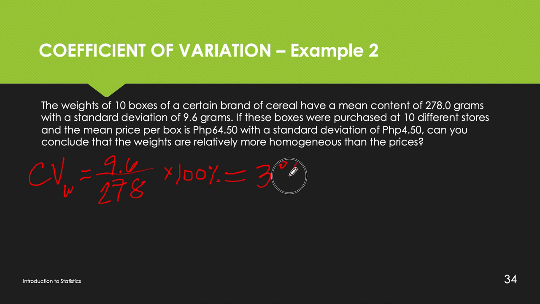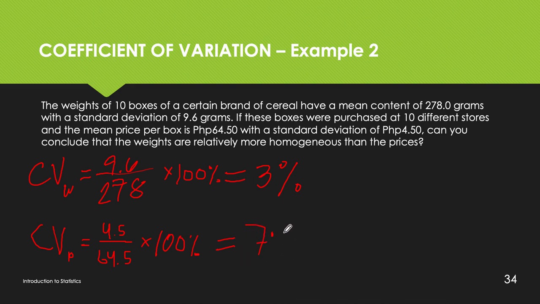All right. So how about for the prices? Let's write the CV for the prices here. Let's call it CVP. So the SD of the prices is 4.5. Let's just write it as 4.5 over here. And the mean of the prices is 64.5. 64.50 is more like 64.5, right? Okay, times 100%. So let's have it. 4.5 divided by 64.5 times 100 is 6.98, which, if we round it off to the nearest integer, is going to give us 7%.